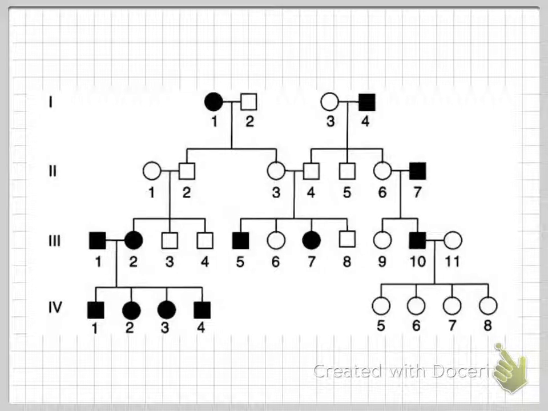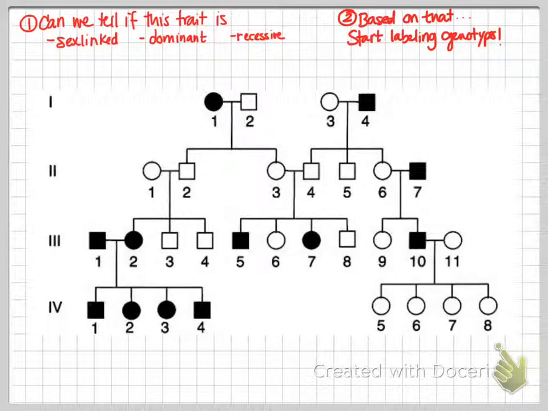What we have here is an example of a pedigree, and honestly, I stole this off the internet. But whenever we look at a pedigree and we want to start to analyze it, we have to ask ourselves 2 questions. 1, can we tell if this trait is sex-linked or not? And if it's dominant or recessive? And then based on that, what genotypes can we start labeling?